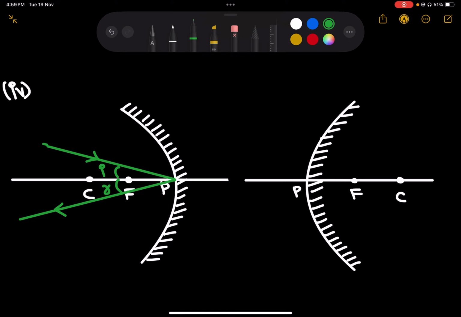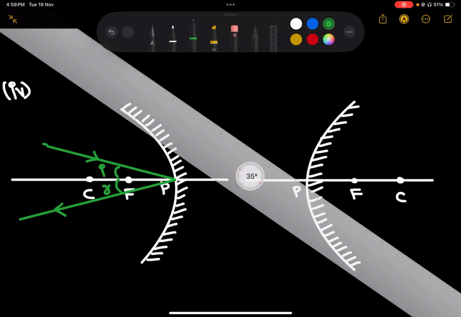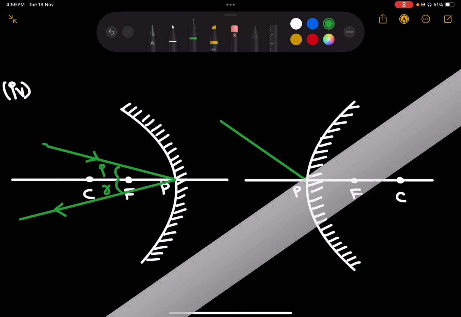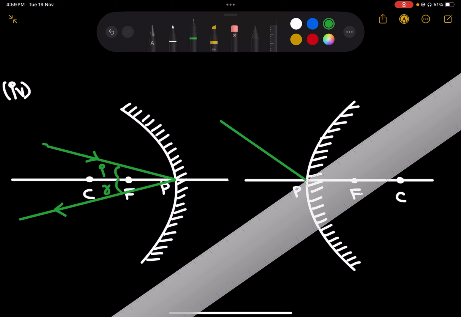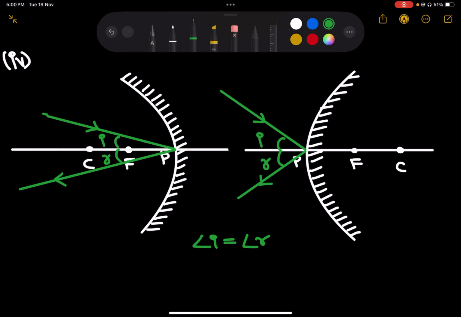Similarly it's the same thing for convex mirror. So if I go 35 here, 35, similarly 35 in the downward direction. Okay, so this is the fourth rule of the ray diagrams. Angle of incidence is equal to angle of reflection. Simple. Okay, understood? So you have to keep in mind these four rules.